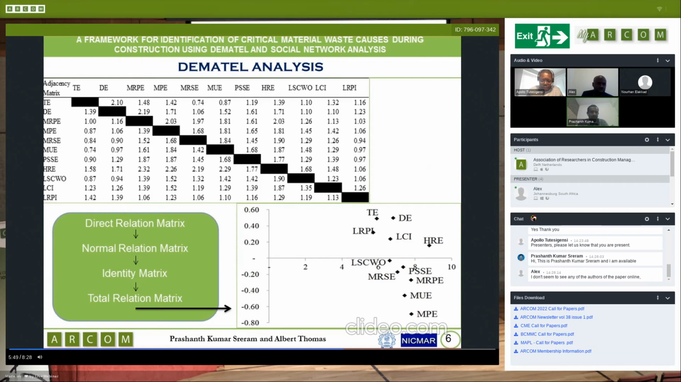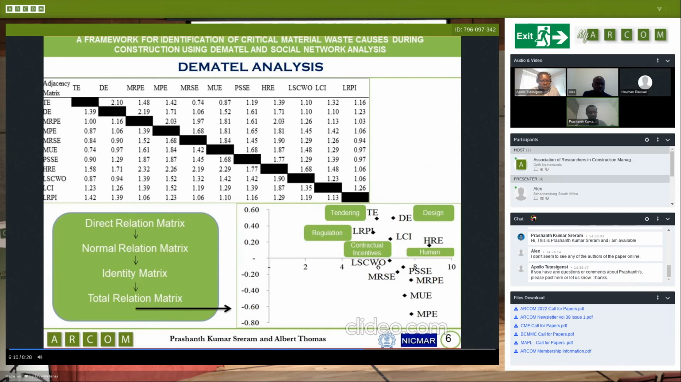As we can see here, design, tendering, lack of policy, and lack of incentives and human related errors are the causes leading to the other group of causes as effects. 55 out of 110 relations were identified as critical and taken up for social network analysis.